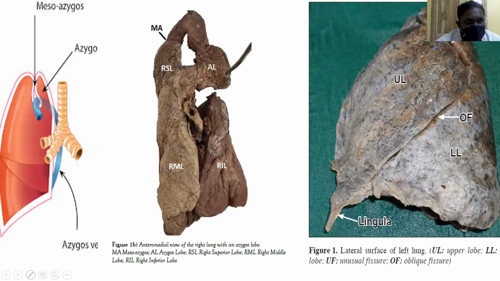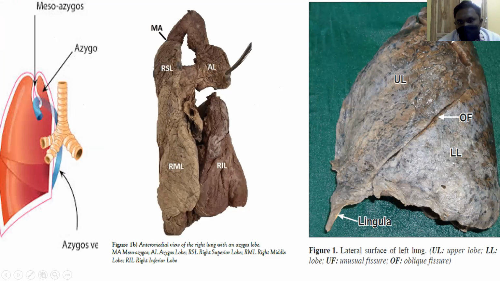This is the mesoazygos. This is the azygos. This is the azygos vein. These are the anteromedial view of the right lung with azygos lobe. This mesoazygos is MA. Then AL is azygos lobe. RSL is right superior lobe, then right middle lobe and right inferior lobe.